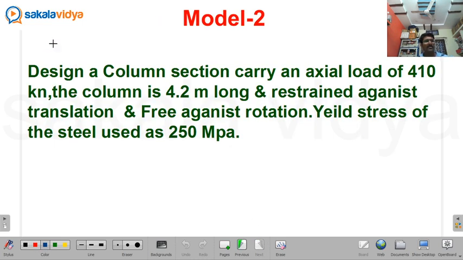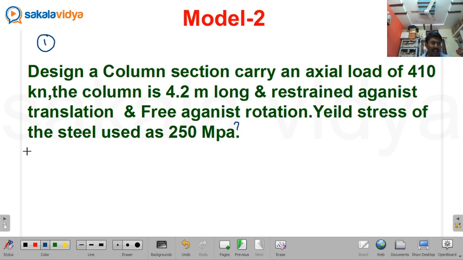So, model number 2, first question. Design a column section which carries an axial load of 410 kilonewtons. The column is 4.2 meters long and restrained against translation and free against rotation. The yield stress of the steel is 250 MPa.